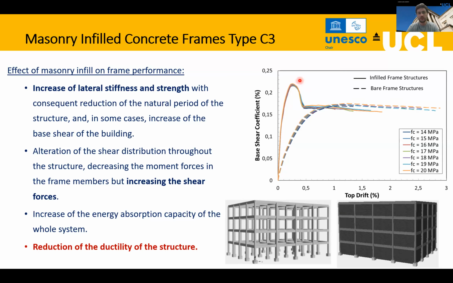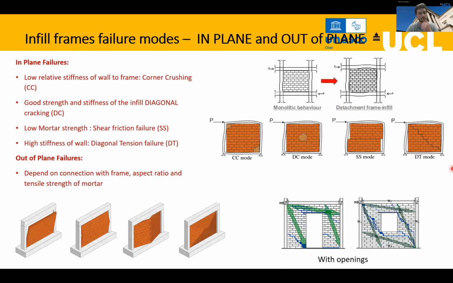But after some point, when these infills start to fail, you will have a decrease in the capacity in terms of strength, and you will have a damaged frame. So the most important problem to be considered for this type of building is that you will have a reduction of the ductility in the structure. This will generate some kind of brittle behavior that is not wanted in this type of buildings, as we saw with the capacity design approach.